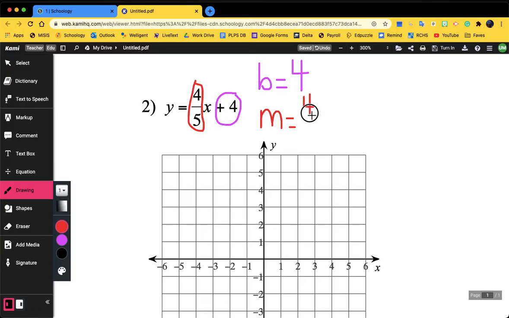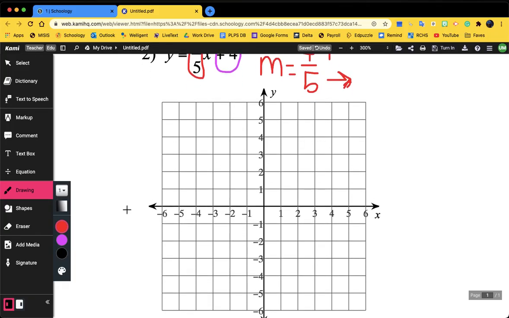4 over 5. See, clicking every time, and then drawing with my sketch pad. And that means go up 4 and to the right 5. Right? So I'm going to start on my B equals 4. So on my y-axis, I'm going to start with 4, positive 4. Look at that right there.